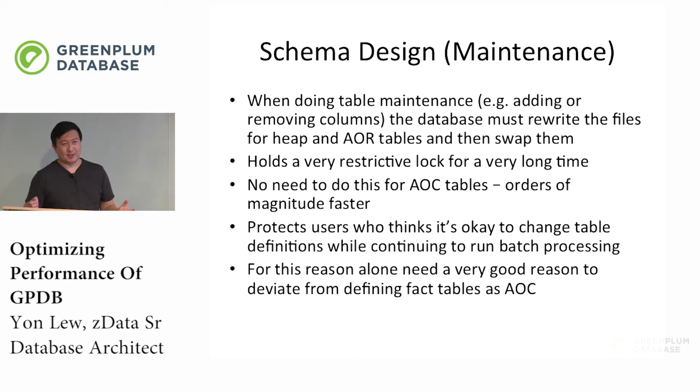So what's actually going to happen then is, especially for a fact table, which are, again, the largest tables in the database and often partitioned, you're going to have to copy out every single partition to a new file, and then swap them in. And in combination with user queries running against the database, that is a tremendous amount of load on the database. So if you try and do that with a heap or append optimized row tables, that can take a significant amount of time. So for that reason alone, in my personal philosophy, you need a very, very good reason to deviate from defining fact tables as AOC.